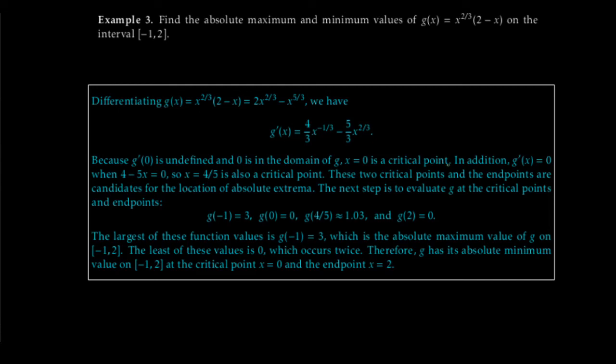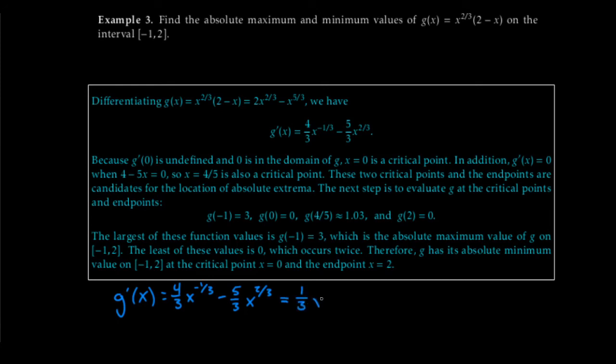In addition, g prime of x is equal to 0 when 4 minus 5x equals 0. Let's highlight that calculation. Just notice that g prime of x is equal to 4/3 x to the minus 1/3 minus 5/3 x to the 2/3. Now, let's factor out a 1/3 x to the minus 1/3, i.e.